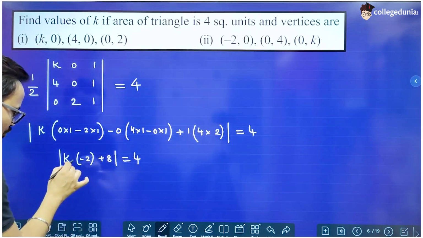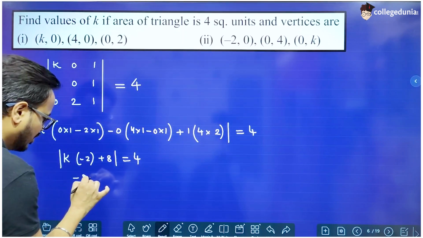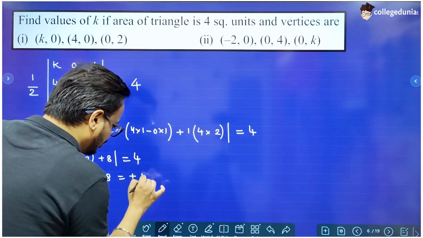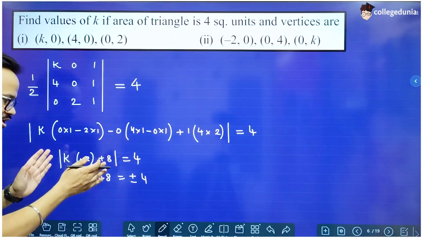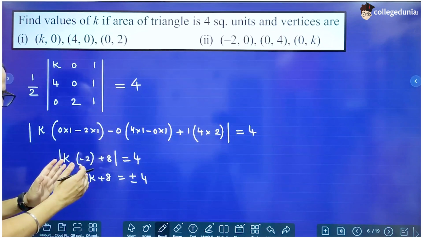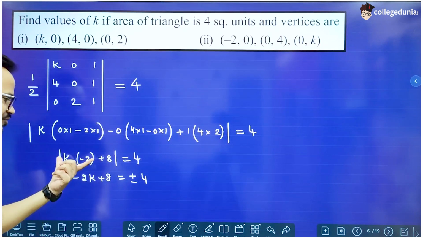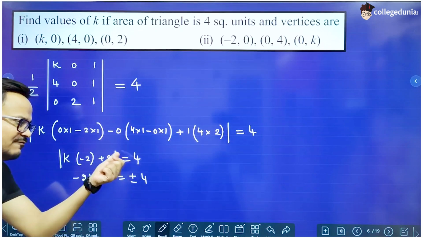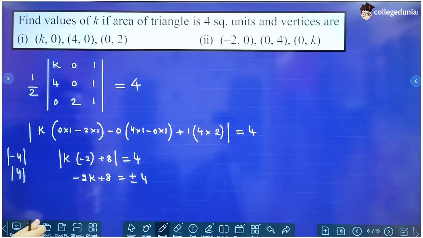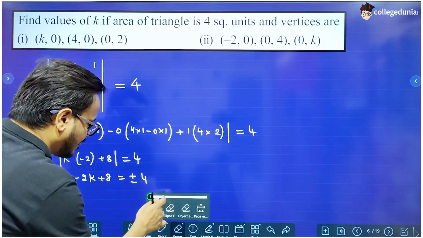So let's remove the mod from this side, and when the mod is removed and goes towards the other side, it becomes plus minus, because if inside the mod this is 4 after solving, it can be positive 4 or it can be negative 4, right? Because if the answer of this mod is 4, which means either this was minus 4 or this was plus 4. So if we are removing the mod, we have to write plus minus on the other side.